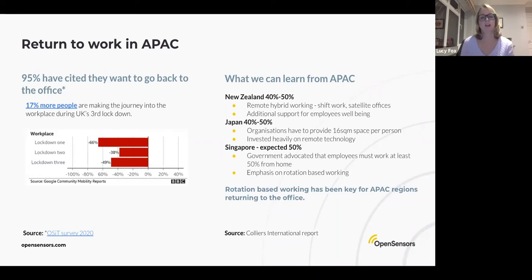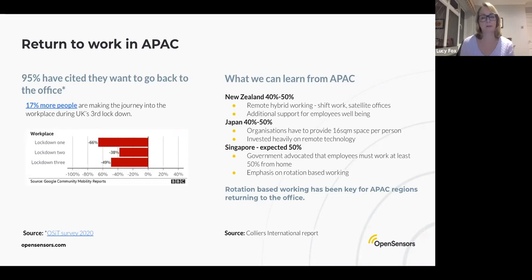When we look around the globe and we look at the APAC region, New Zealand could go back to occupancy of sort of 40 to 50%, but it was still very much remote hybrid working and very much in a rotation pattern. Japan, similarly, around the same percentages. They invested heavily in the remote technology, and that's again a general trend we're seeing globally, because it's about looking at technology that's suitable for remote working, but also gives that same consistency when you're back in the office. So therefore you can have the same experience no matter where you're working.